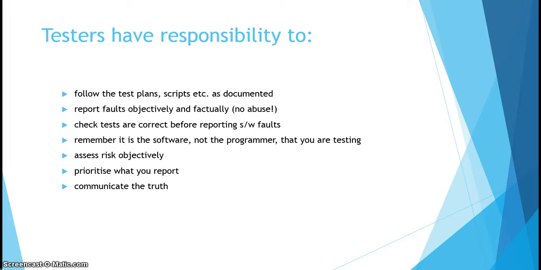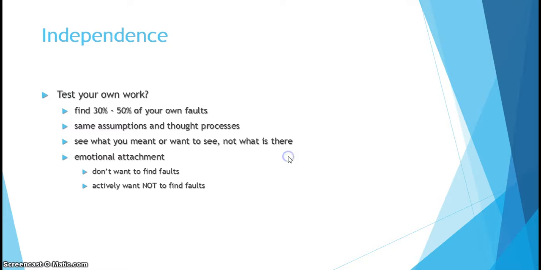Now, what is the responsibility as a tester? We looked at rights in the previous slide. This slide is discussing the responsibility. You should follow test plans and test scripts. You should report defects objectively and not point out to developers. You should check that your test cases are correct before reporting software defects. And remember, it is the software which you're testing and not the individual developers or coders who have developed the software. And prioritize what you're reporting and always communicate the truth.